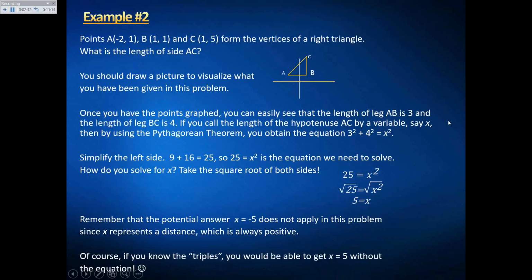Now, for those of you who learned the triples from our last lesson, you wouldn't have to go through this because you would say this is 3, this is 4. Oh, then if it's a right triangle and I have 3 and 4, this has to be 5. This is why I want you to memorize those triples so that you don't have to go through this. But of course, if it wasn't a triple, now you know how to do it.